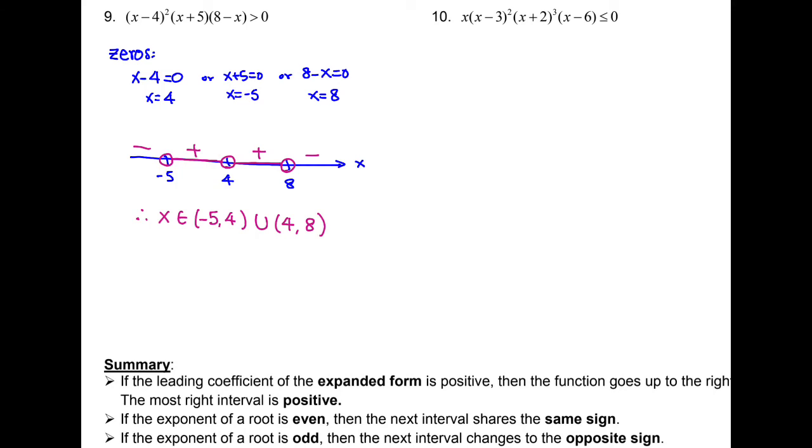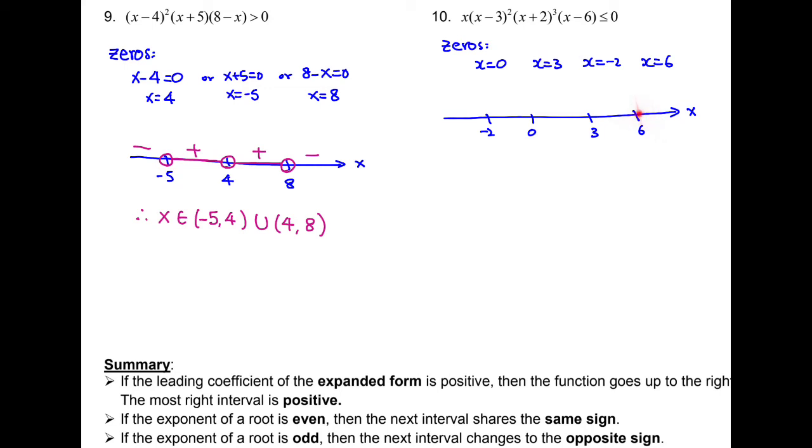Example number 10. Now, not only do we have an exponent of 2, we also have an exponent of 3. So let's try this. First, find out the zeros. We get x equal to 0, or x equals 3, or x equals -2, or x equals 6. And put them on the number line. Cut the number line into 5 different intervals and arrange the zeros from the smallest to the highest on the number line. And now let's check the positive and negative intervals.